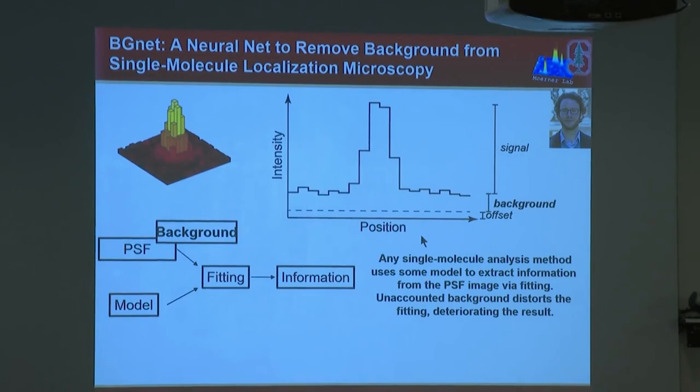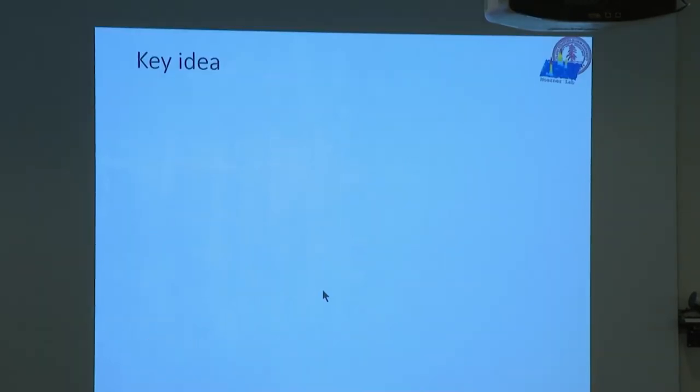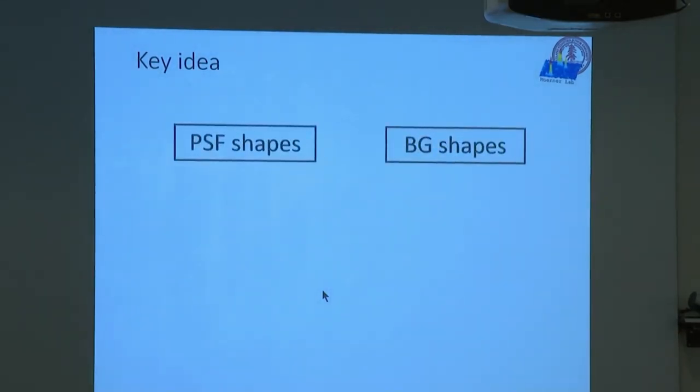So that means that the point spread function itself in our experiments is contaminated partly by background. Even though you have a known model for the underlying shape of the point spread function, this fitting has to be done carefully so that you're not confused by the background. And the background itself can distort the positions of the molecule, since you want to get them as precisely as possible. So how do we correctly account for background fluorescence? Let's think of this in several different ways. First of all, the PSF shapes are the molecule's emission alone, and the background shapes are coming from whatever. But those two combined could cause a problem.